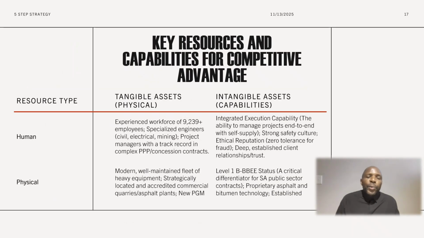Now, still within that step, we talk now to key resources and capabilities for competitive advantage. What we picked up is that on the human side, there's the tangible assets of the 9,000-plus employees, specialized engineers, project managers, civil contractors, managers with a track record in complex projects, of course. Intangible: that integrated execution capability, strong safety culture, ethical reputation, zero tolerance for fraud. So these are what we've been picking up as we're looking at the organization.